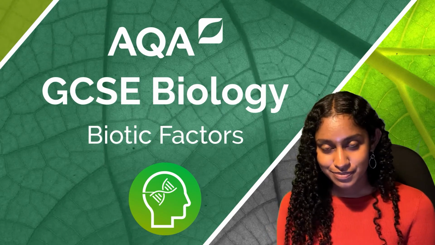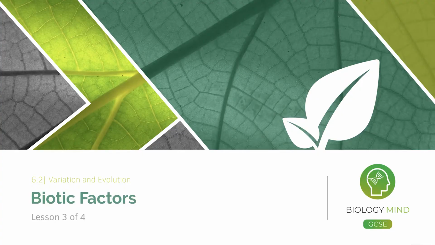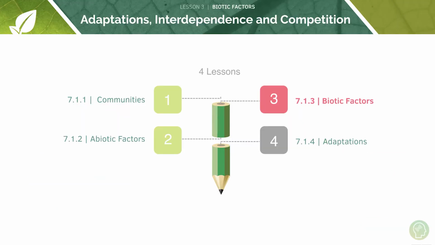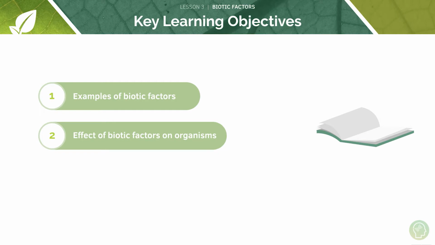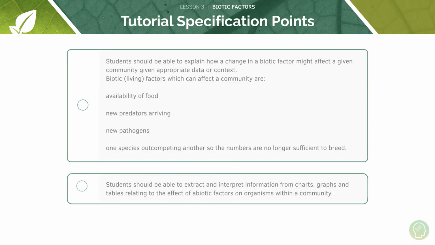So let's get started. Hello there, and welcome to the third tutorial on variation and evolution. Today we're going to be having a look at biotic factors. So key points for today: we're going to have a look at some examples of biotic factors, and the effect of biotic factors on organisms. These are your specification points, really short and sweet, so let's get started.